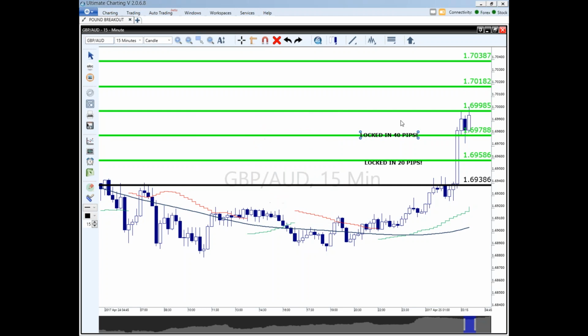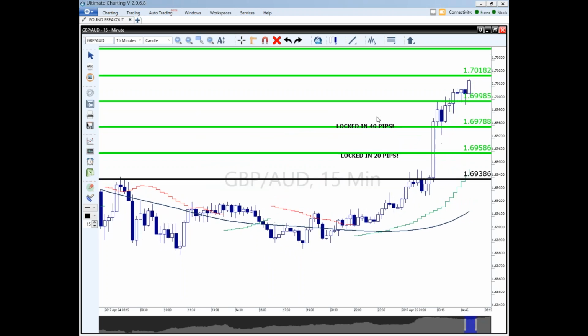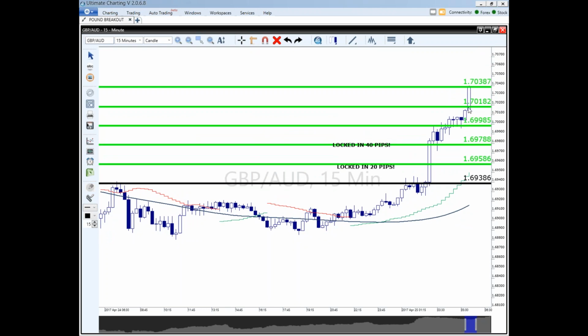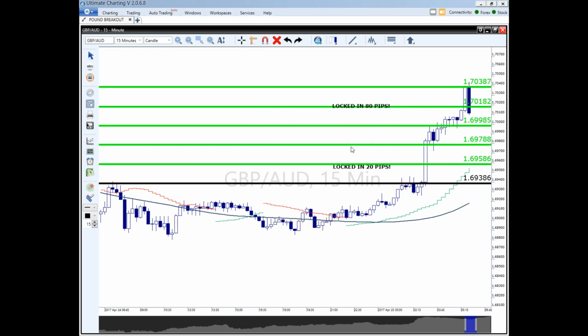Again, all this is in writing. The rules are in writing. And as this market continues to move, right here, it hit our 80 pip target and our 100 pip target. So we would lock in 80 pips of this move. So we've locked in 80 pips. Okay, and then once we locked in 80 pips, the market stops us out.